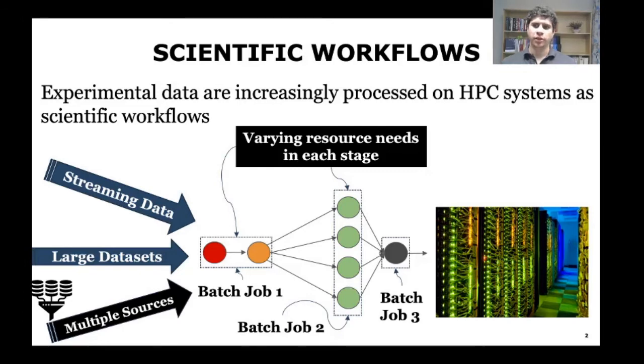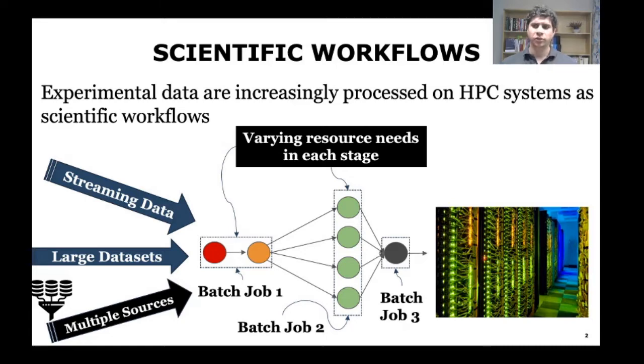Scientific workflows are increasingly being used in high-performance computing, or HPC systems. They support many scientific experiments where data come from different sensors and sources such as real-time streaming. In the figure in the middle, we have a directed acyclic graph, or a DAG, and it represents a scientific workflow. Each column in this DAG represents a processing phase, or stage of a scientific application.